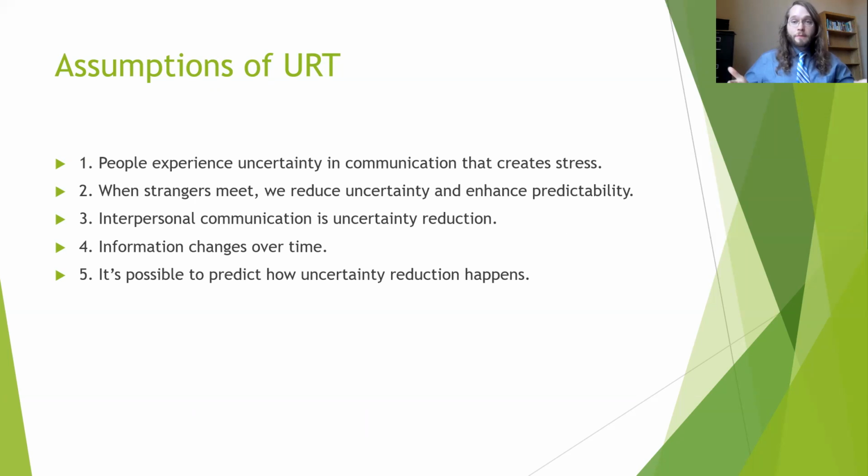The more that we spend time with and understand somebody else, the more predictable their behavior becomes. Interpersonal communication between two people is a part of reducing uncertainty. The information that we have changes and grows over time. If there's a coworker, you spend time getting to know them, the more and more that you talk to and see them, the less uncertain you feel around them. And as a result, it's possible to predict how uncertainty reduction happens as you feel more comfortable and disclose and share more.